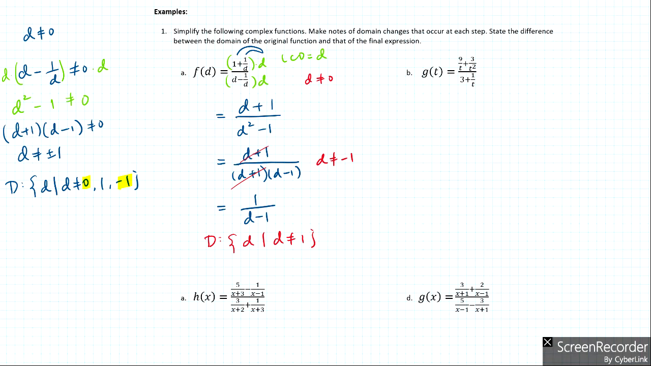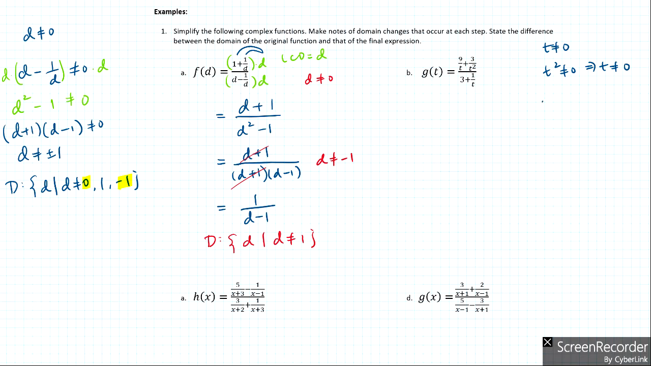Moving on to part B, we can do the same thing. Look at the domains over here. We would get t doesn't equal 0 because t is a denominator on top and bottom. We also want to make sure t squared doesn't equal 0, which actually gave us the same result, that t is not equal to 0. They give the same answer.